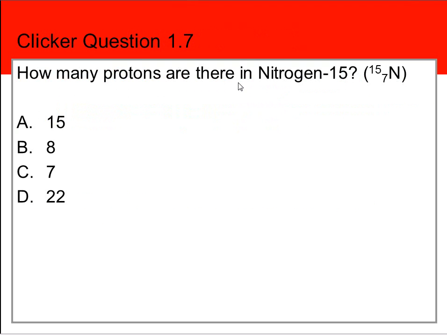Clicker question 1.7. How many protons are there in nitrogen-15? And here's the alternative representation of the elemental symbol of nitrogen-15. So as we just got done discussing, the atomic number 7 tells us how many protons there are in the element. So don't get confused by the 15. That's the total number of protons and neutrons. There are 7 protons in nitrogen-15.